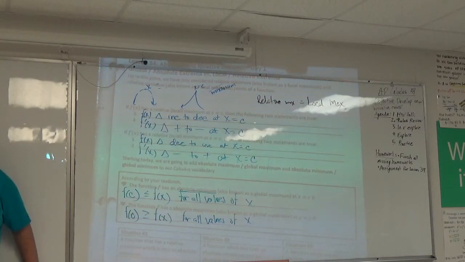Why are we not going to allow infinity to be an absolute maximum? Stephen, what you got? It's not a real number. It doesn't make sense to say this number that doesn't even exist is the biggest number that's out there, that this is the highest point on the curve. It's not a point on the curve, it's what the curve is approaching.